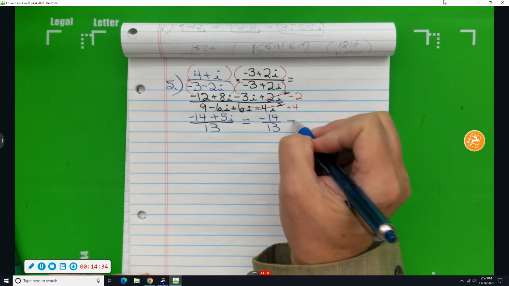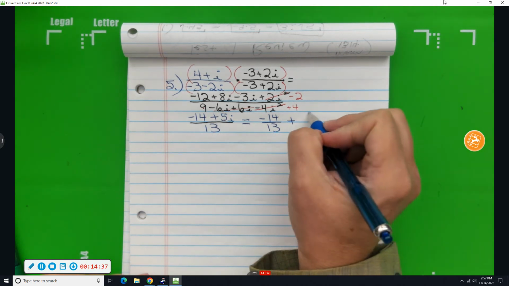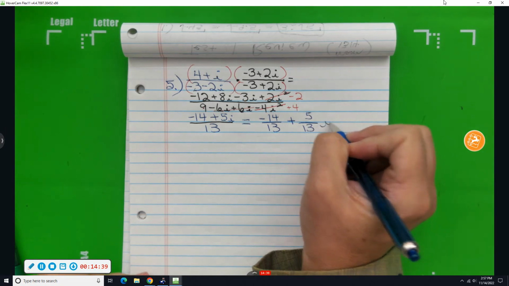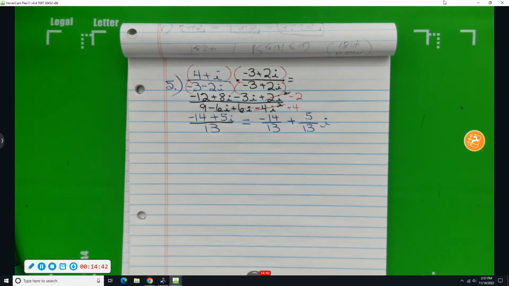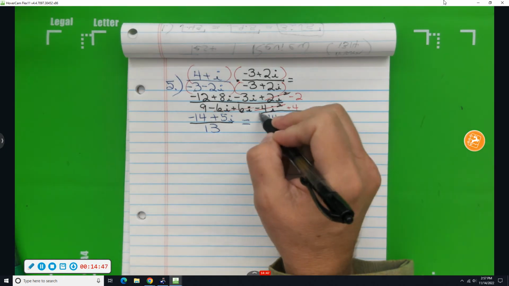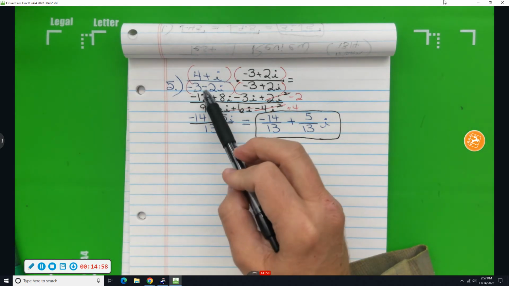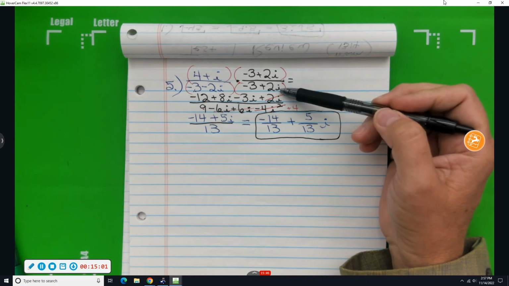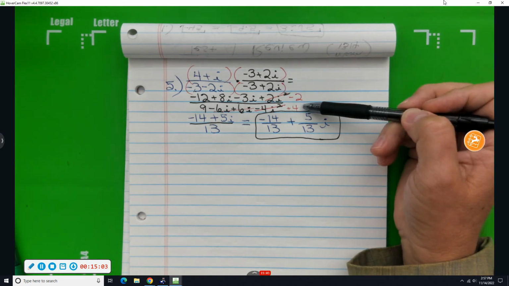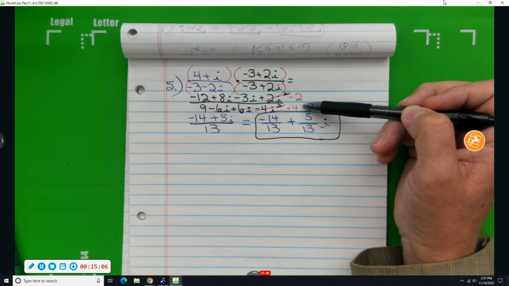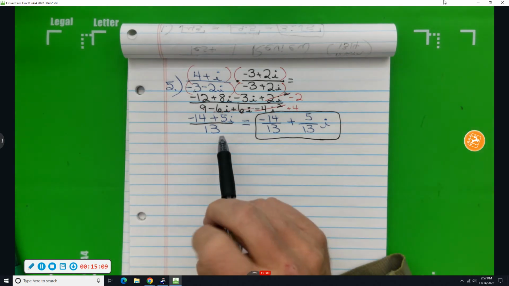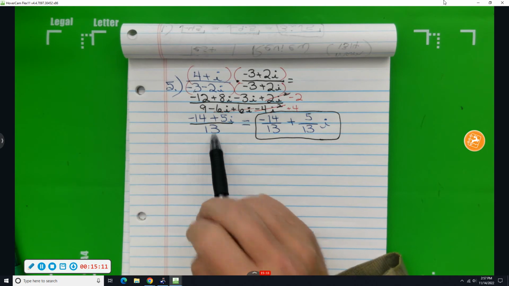plus 5 over 13, and we'll stick the i out beside it. I think if you leave the i on top, my math lab will take it also. Any questions there? The trick is to change the sign of the denominator and multiply above and below by that. If you do it correctly, all the i's should disappear, and then you can split up over that new denominator.